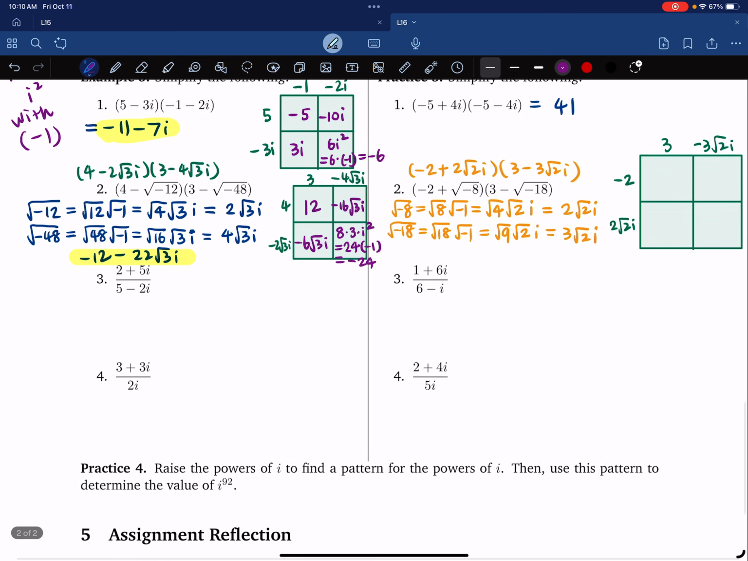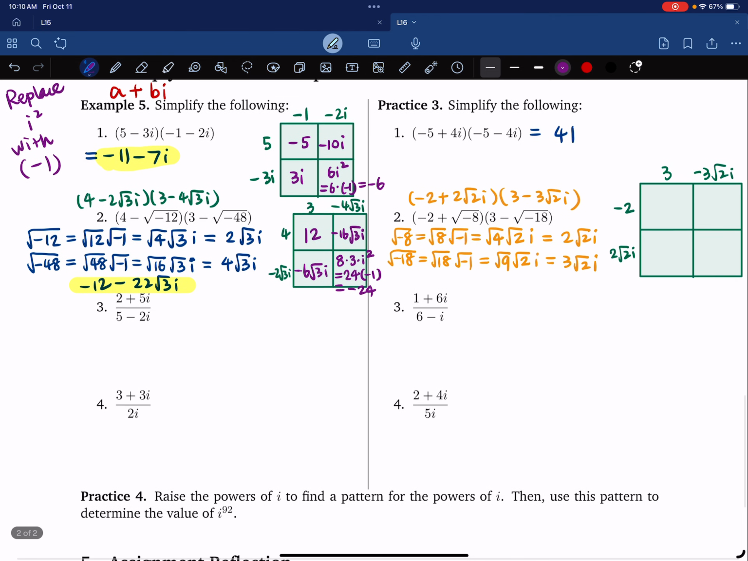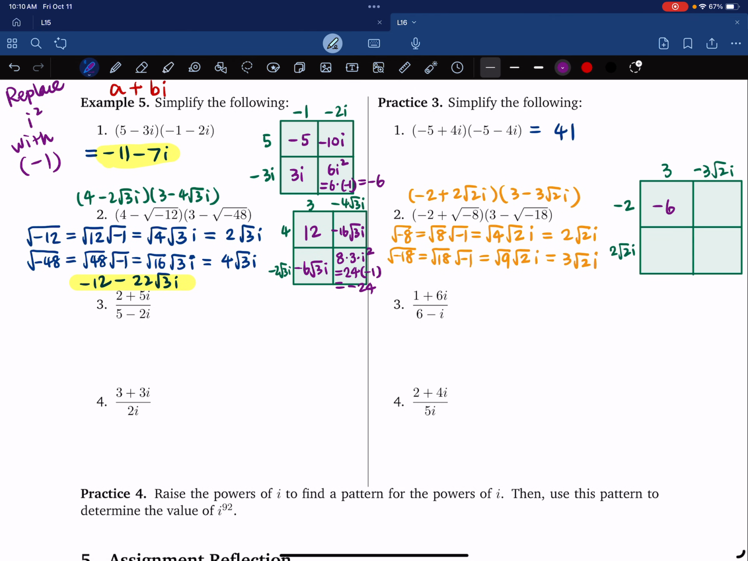We're ready to multiply. Negative 2 times 3, negative 6. Negative 2 times negative 3 radical 2i, that's positive 6 radical 2i. 2 radical 2i times 3, that will be 6 radical 2i. And finally, negative 3 radical 2i times 2 radical 2i.